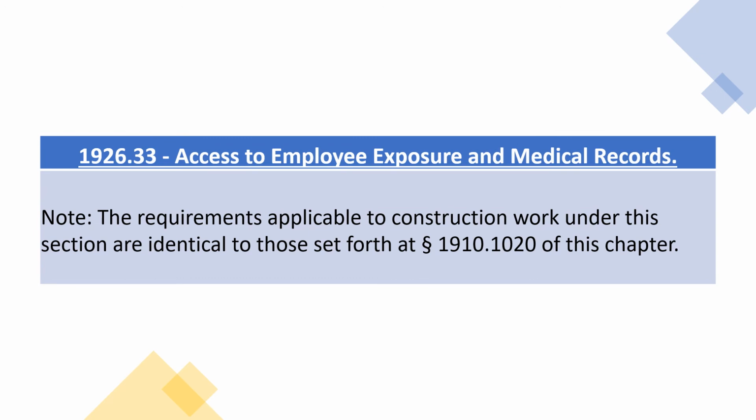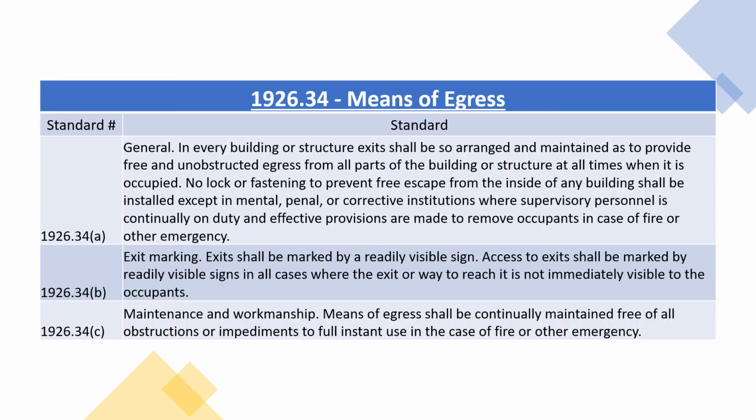1926.33 Access to employee exposure and medical records. Note: the requirements applicable to construction work under this section are identical to those set forth at section 1910.1020 of this chapter. 1926.34 Means of egress.